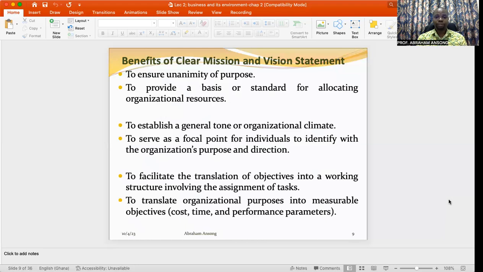All right. Next point is to serve as a focal point for individuals to identify with the organization's purpose and direction. That is very, very important. Okay, so people don't just apply for a job because they want to work, but they can look at their personal interests, their own skills and abilities and knowledge, and then seek jobs that are in line with the KSAs that they have. Okay, their knowledge, their skills, and their abilities. They can apply for jobs that are in line with that.